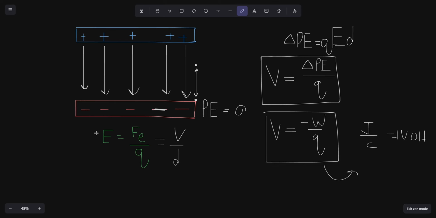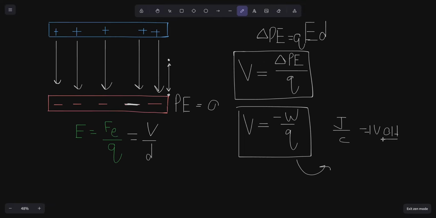So another way to define the electric field strength is voltage divided by displacement, okay? And another name for the unit of voltage is volts. So recall that voltage is negative work divided by the charge. Well, work is in joules, right? It's like energy. Charge is defined in coulombs. Joules per coulomb is a volt, okay?